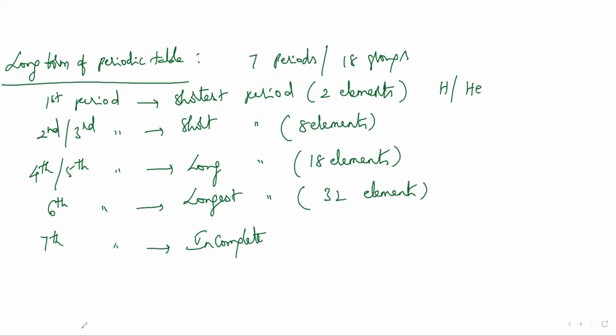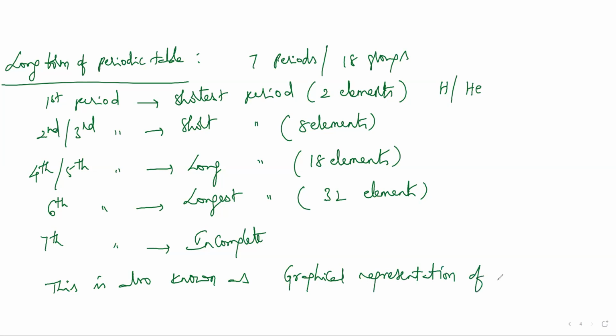So this is all about the long form of periodic table, right? This long form of periodic table is also known as the graphical representation of the Aufbau principle, because it follows the Aufbau principle. So this is regarding the long form of periodic table.